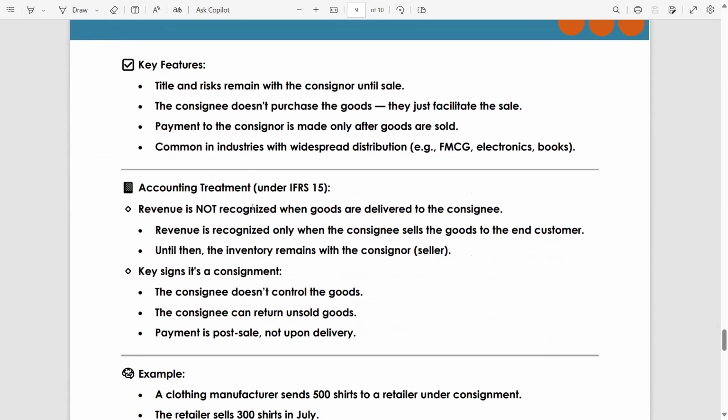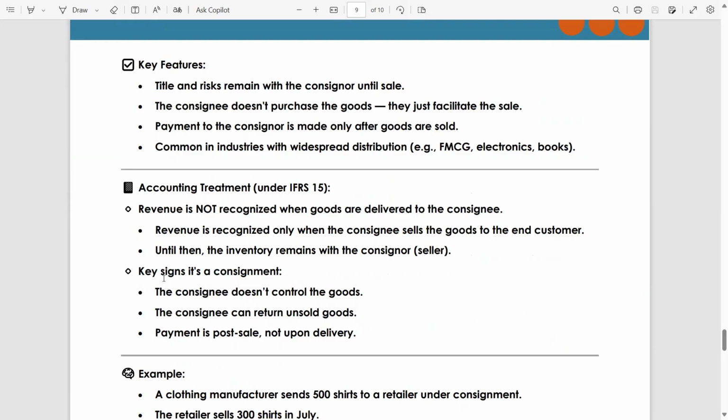Revenue is not recognized when goods are delivered to the consignee. Why? Because we hire the consignee just for the sale purpose. Revenue is recognized only when the consignee sells the goods to the end consumer. In this case, legal title is transferred to the end consumer. Then the consignor books the revenue. Until then, the inventory remains with the consignor, the seller.